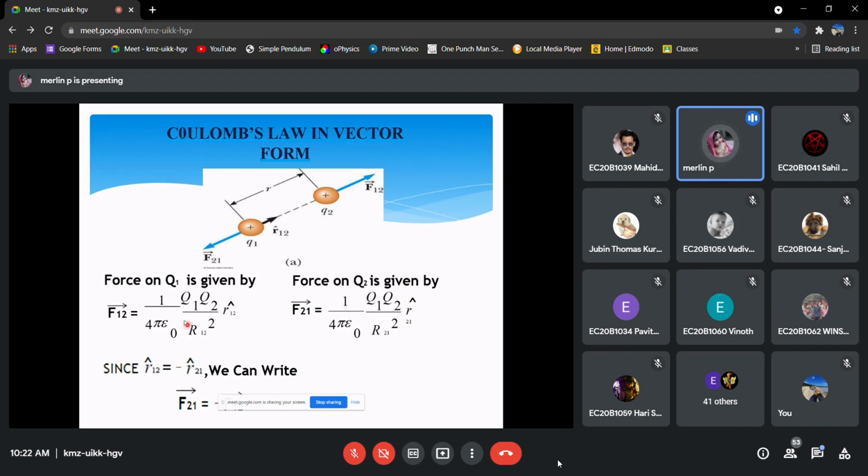So if you put anything in vector form, you should have the vector symbol here as well as the unit vector, that is the direction of the distance between the point charges. So it's the same equation, 1 by 4 pi epsilon naught q1 q2, where q can be positive as well as negative, divided by r square into unit vector r12.